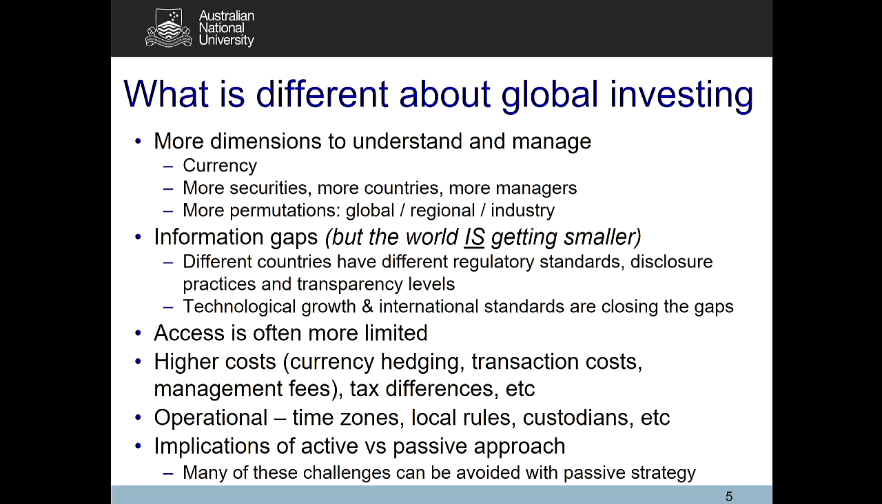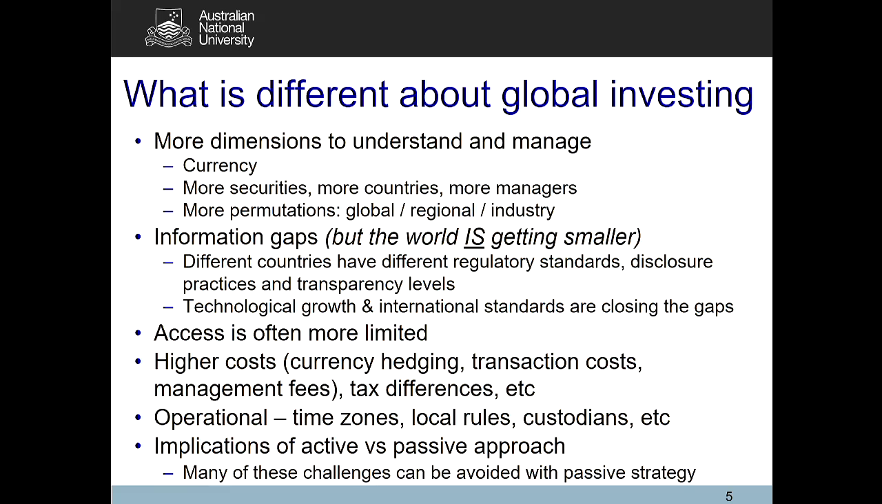There are information gaps. I said before the world is getting smaller, luckily. So in other words, technology, for example, means that you can access other countries quicker, you can have video calls, you can fly to the other side of the world in a day. But you've still got different countries. You need to understand their different regulatory standards, their different disclosure practices, their different levels of transparency. Even if you do want to access and meet managers or go to meetings face-to-face, you're going to lose time. You might lose a day on either side getting to and from the other side of the world. So, all right, the information gaps are getting smaller, but they still exist, which make it harder to invest overseas.